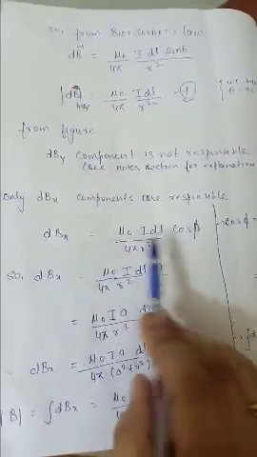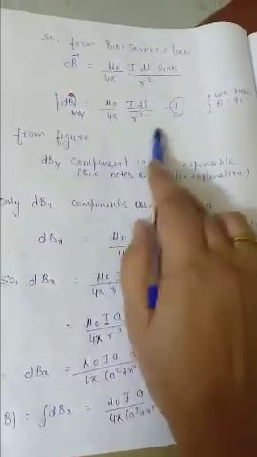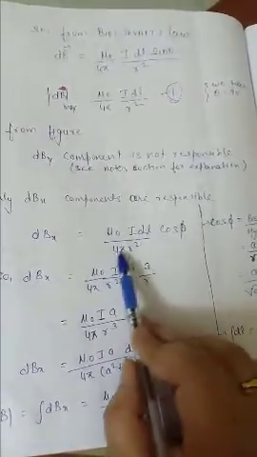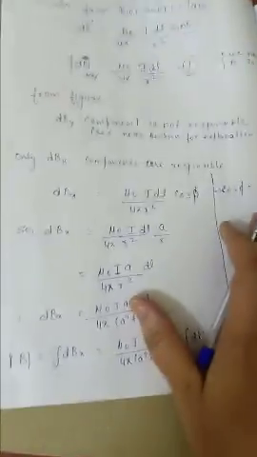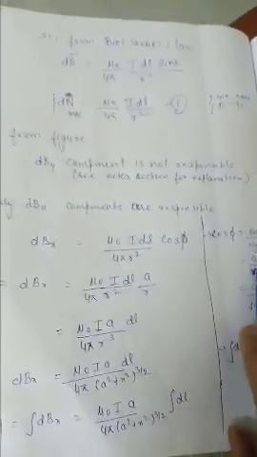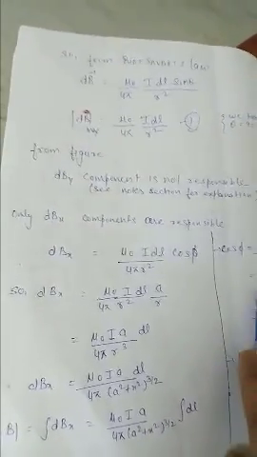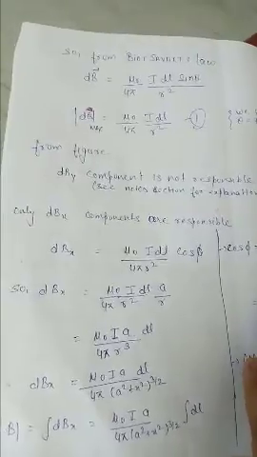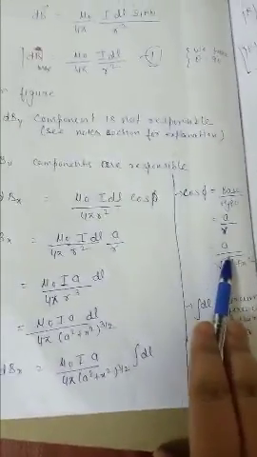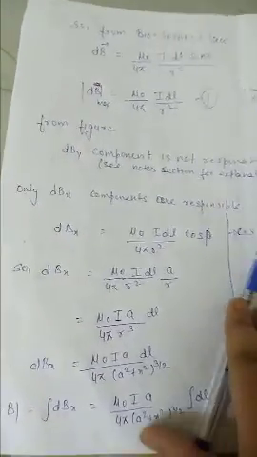So we have dBx equals mu naught by 4 pi, this value, times dB cos phi. What is the value of cos phi? Here, this is the base, this is the right angle, this is the hypotenuse. So cos phi is base upon hypotenuse, which is a divided by r. From the Pythagoras theorem, r is the square root of a square plus x square, so cos phi is a divided by root of a square plus x square. Put this value of cos phi here.